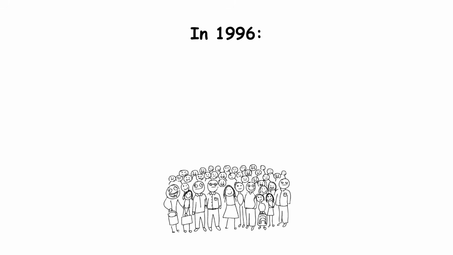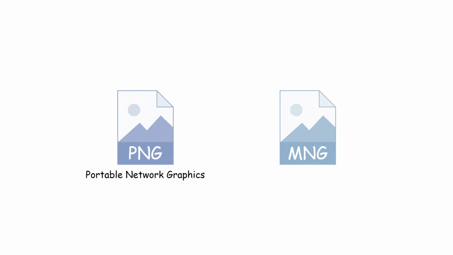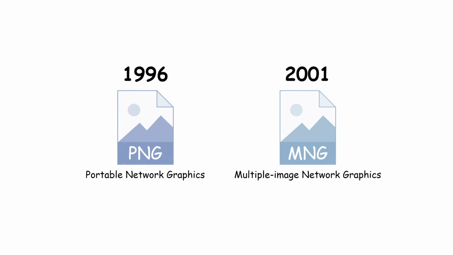In 1996, when the PNG development team introduced it, their goal was to have a format for single and static images without animation support. That's why after introducing PNG, they started creating a new format with the features and capabilities of PNG, but this time for moving and animated images, which was called MNG. MNG stands for Multiple Image Network Graphics and was introduced about 5 years after PNG in 2001.